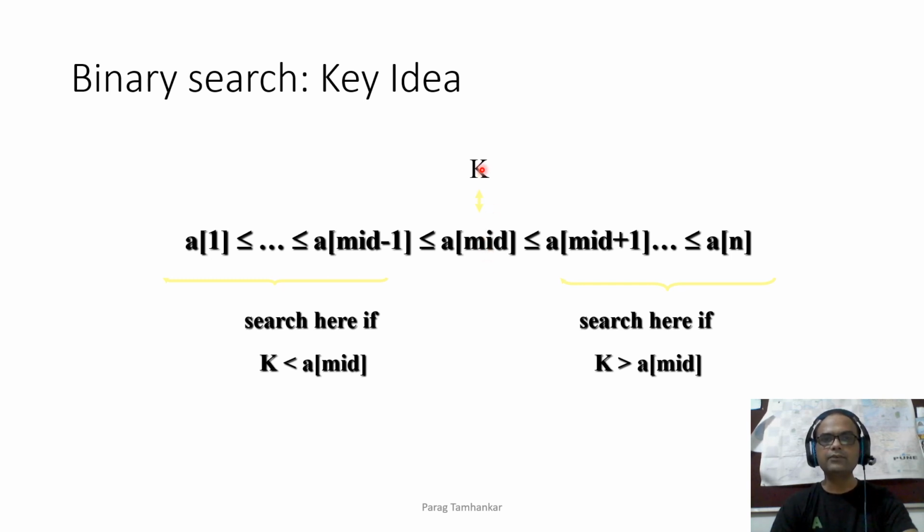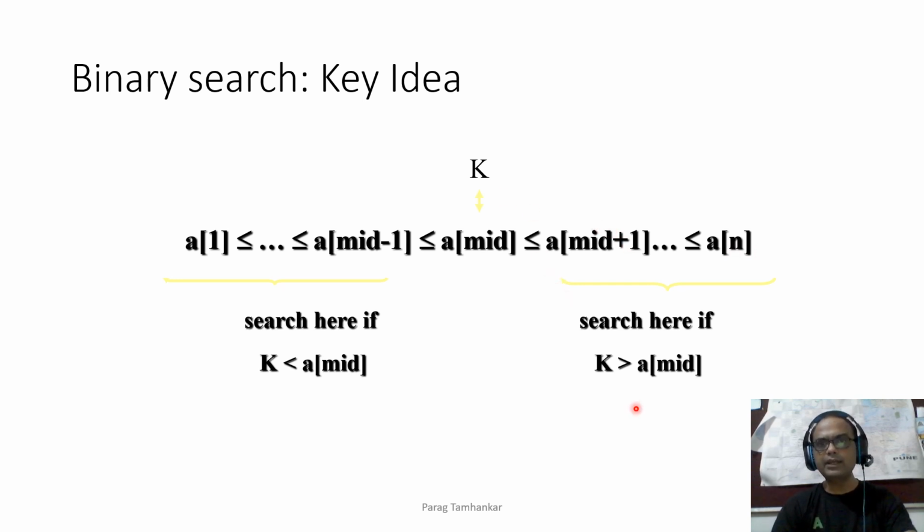But if k is not equal to A of mid, then there are two possibilities: either the element which we are searching is less than A of mid, or it is greater than A of mid. If we know that the element which we are searching is less than A of mid, then certainly it can be found in the first half of the array. And we can simply discard the second half of the array. So what is happening over here? In just one comparison, we are discarding half of the list.